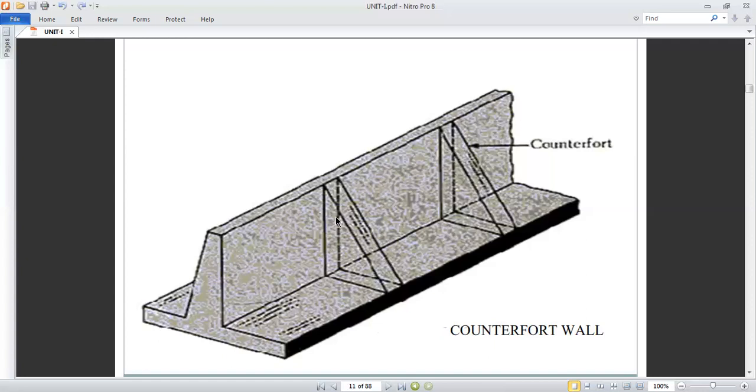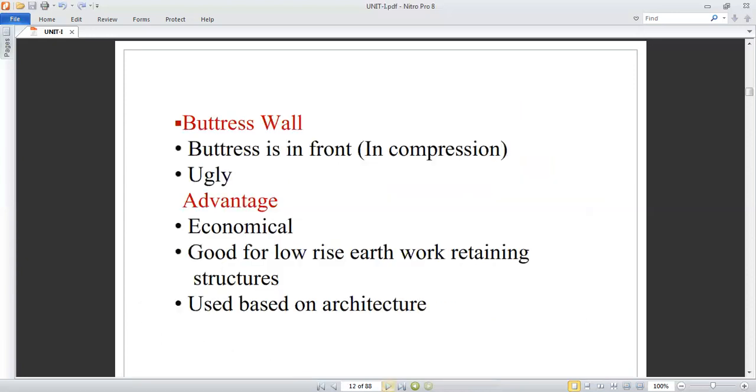You can see the height of the counterfort. Okay, is that clear? So we'll move on to the next one. Next one is the buttressed wall. So buttress is a front member. Okay, so it is much similar to counterfort. So buttress is in the compression zone.